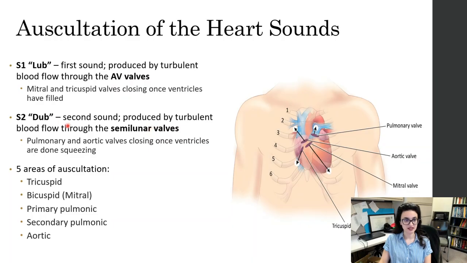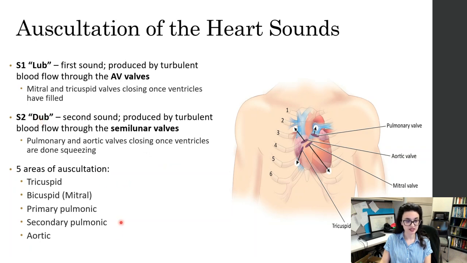Okay? So that second sound, dub, S2, is produced by turbulent blood flow through the semilunar valves, and those pulmonary and aortic valves are going to close once the ventricles are done squeezing. That sound of them closing is that dub sound, okay, S2.